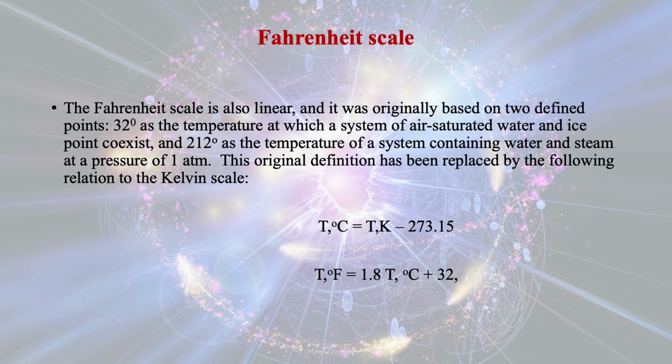This original definition has been replaced by the following relations to the Kelvin scale. T in degree centigrade is equal to T Kelvin minus 273.15, and T in degree Fahrenheit is equal to 1.8 times T in degree centigrade plus 32. So we can convert from one scale of temperature to the other.